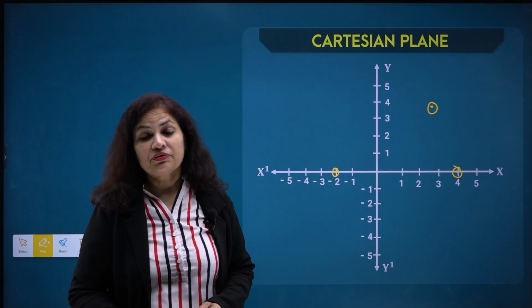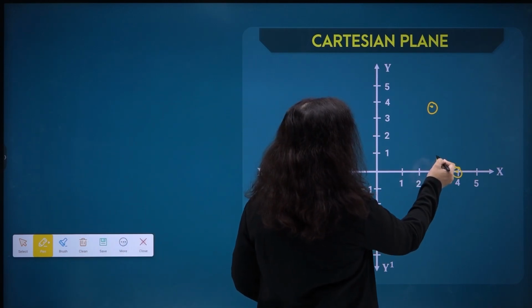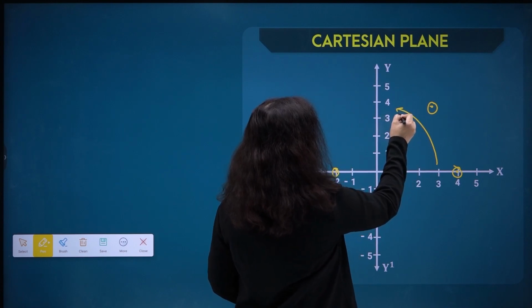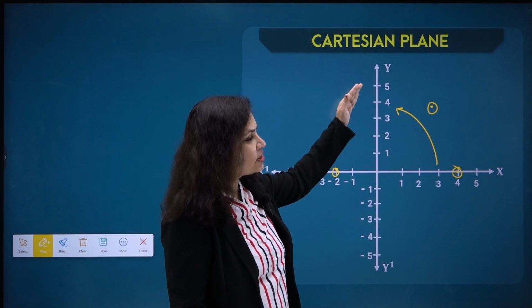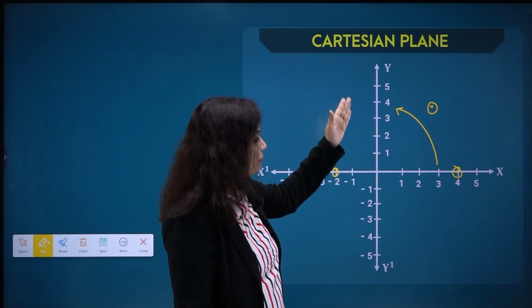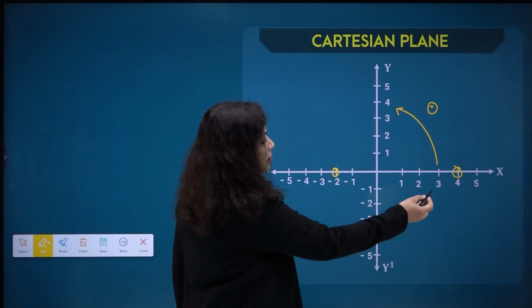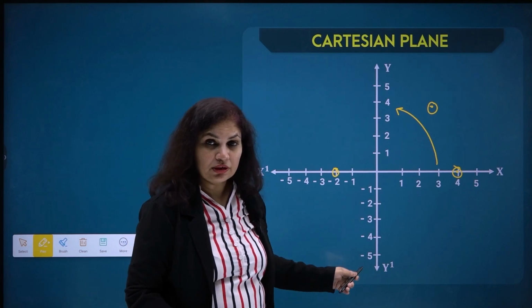And how is this vertical number line formed? This is formed by tilting this horizontal number line in the anti-clockwise direction. If I just imagine tilting this horizontal number line in the anti-clockwise direction, it will become a vertical number line, and all the positive values will come on the top and all the negative values will go down.